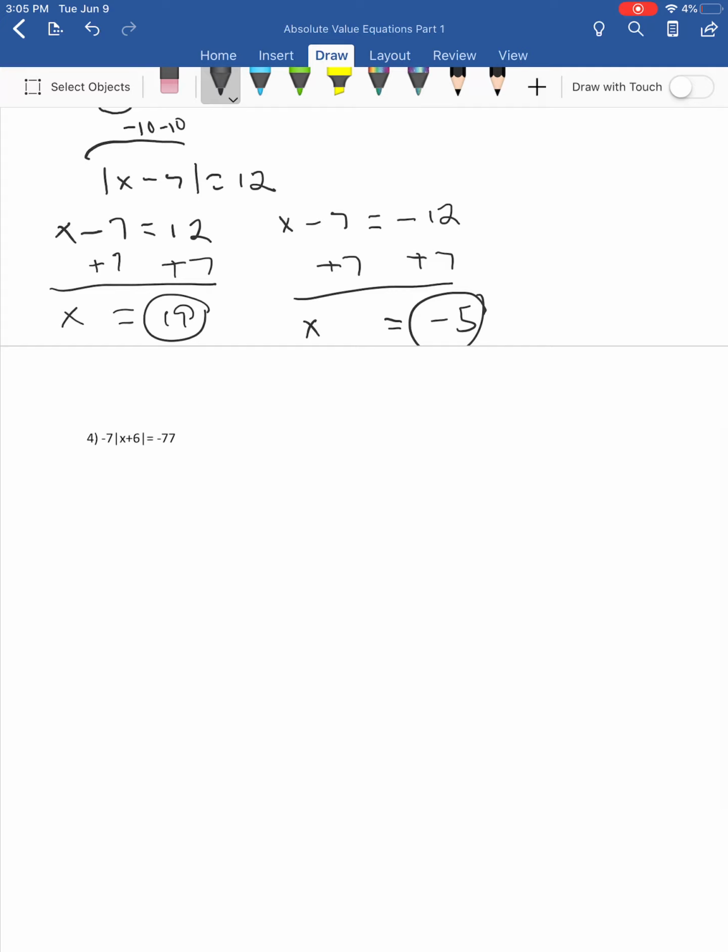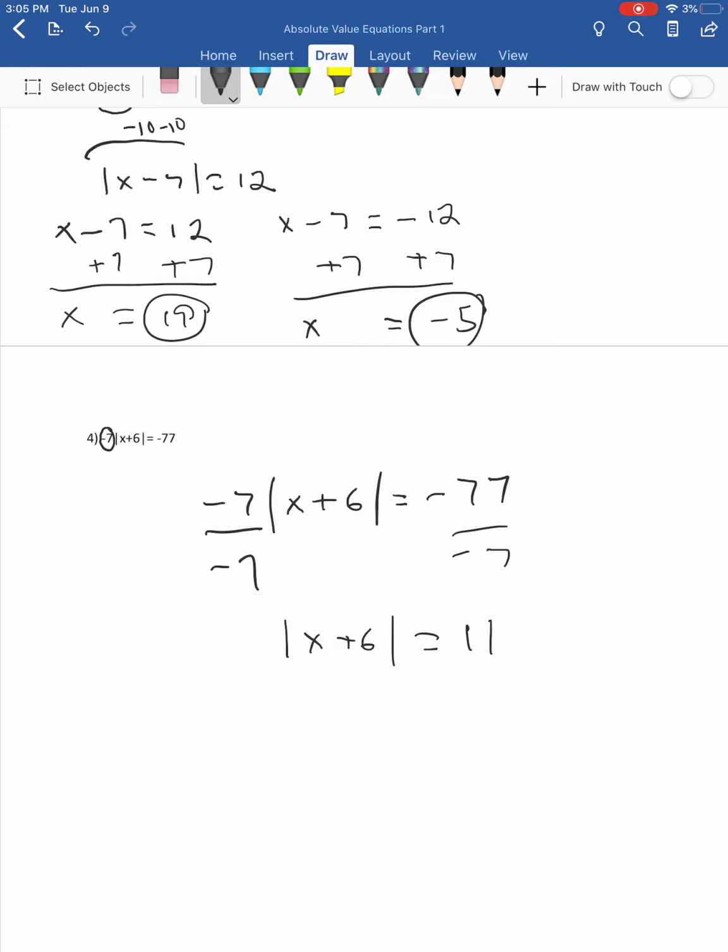Number 4, you should notice that the bars are not isolated. We have this negative 7 in front of them. You can think of the negative 7 as multiplying the bars. So what we want to do, and I'm going to rewrite this so I can see it better, is get rid of multiplying the bars, so the opposite of multiplying, of course, is dividing. I'm going to divide by negative 7. So we have absolute value x plus 6 equals 11.